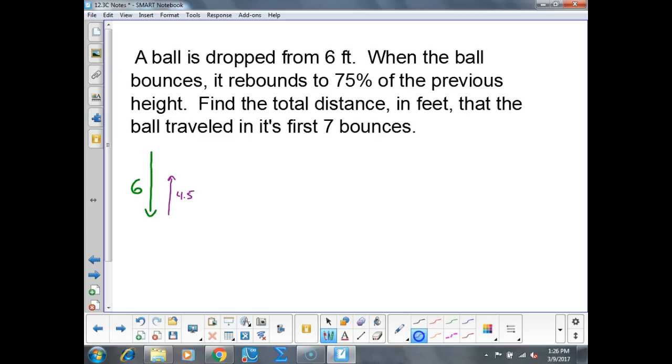It'd be 4.5, because we're dealing with feet. So the half of the foot isn't 5 inches, but we're not dealing with inches. We're dealing with feet. Then what happens? It goes back down 4.5 feet.